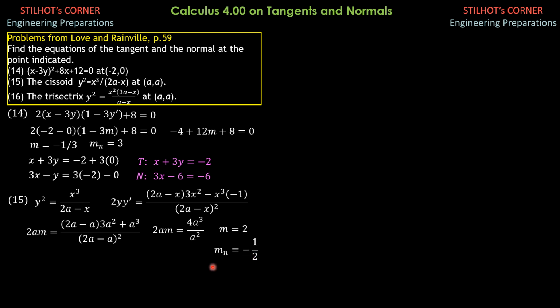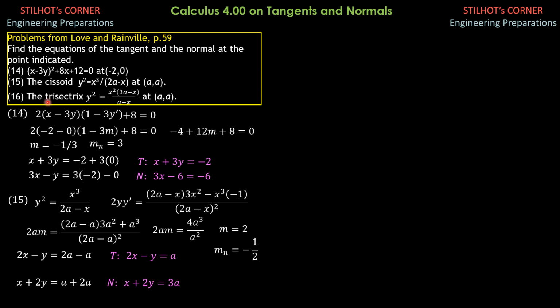Therefore, the equation of the tangent is in the form 2x - y = 2a - a. So the tangent is 2x - y = a. While the normal is in the form x + 2y = a + 2a. So the normal is x + 2y = 3a. That's the equation of the normal expected: x + 2y = 3a.